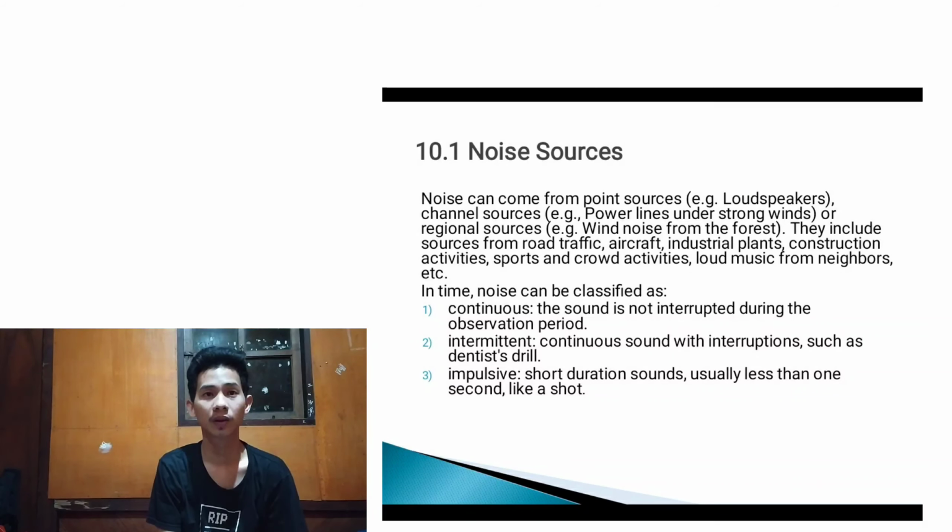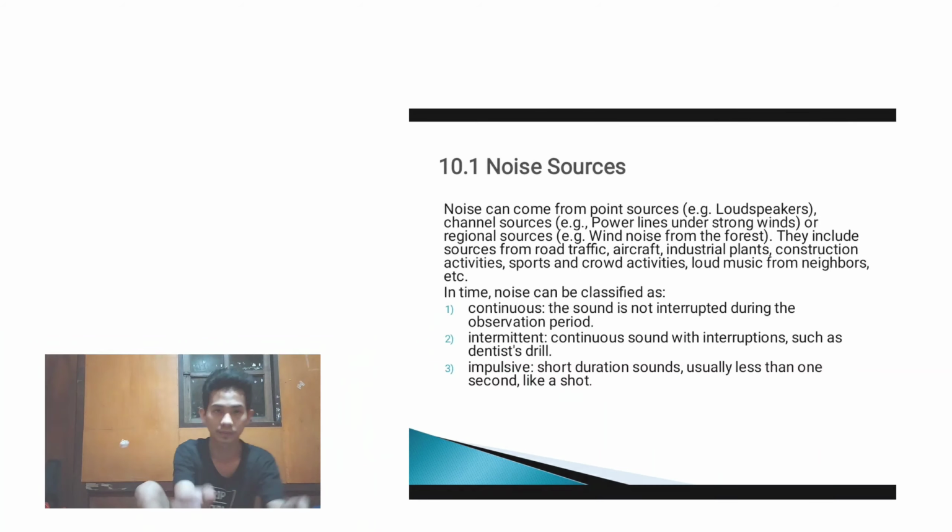In time, noise can be classified into three types. The first, continuous. The sound is not interrupted during the observation period. The second, intermittent. Continuous sound with interruption, such as a drill. The third, impulsive. Short duration sounds, usually less than 1 second, like a gunshot.